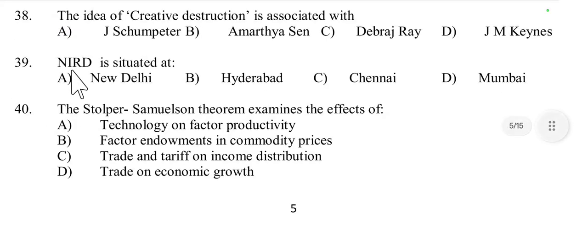Then question number 39, NIRD is situated at New Delhi, Hyderabad, Chennai, Mumbai. So NIRD is situated at Hyderabad. NIRD means National Institute of Rural Development and Panchayati Raj. So National Institute of Rural Development is situated at Hyderabad.